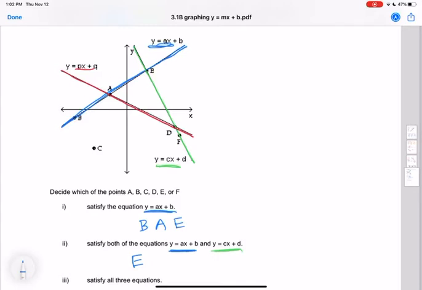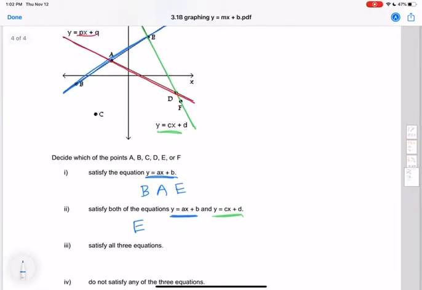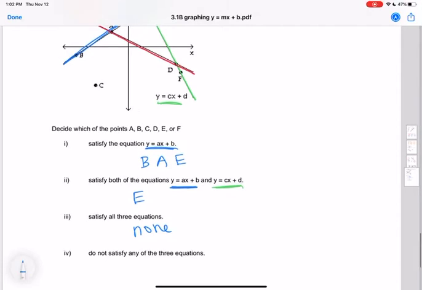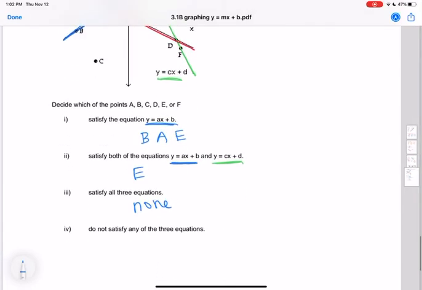The next one says which points satisfy all three of the equations. So is there any point that's on all three of them? There is not, so we will just write none. And finally, which points do not satisfy any of them? So do you see any points that are not on any of them? Yeah, that's C.